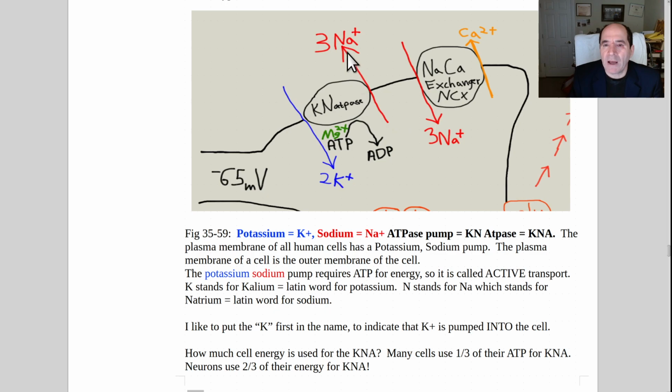Because you're pumping out 3 positive charges, 3 sodiums, and only pumping in 2 positive charges, 2 potassiums, you have a net effect of pumping positive charge out of the cell. And you build up a negative gradient. That's an electrical gradient across the plasma membrane, about negative 65 millivolts.